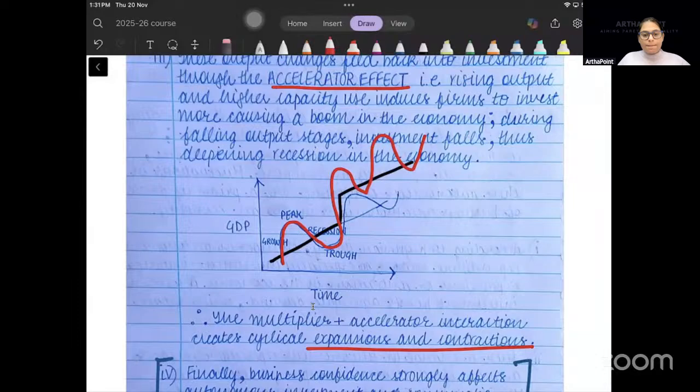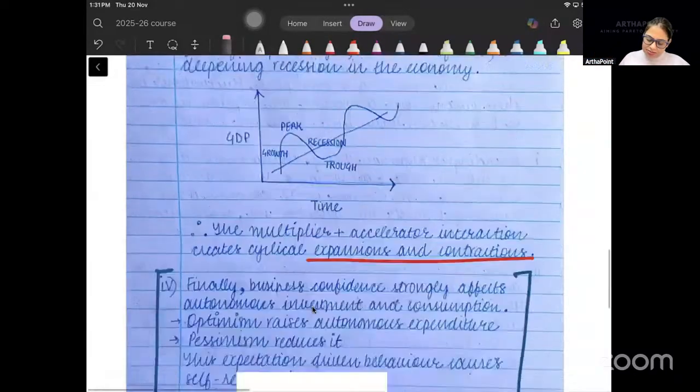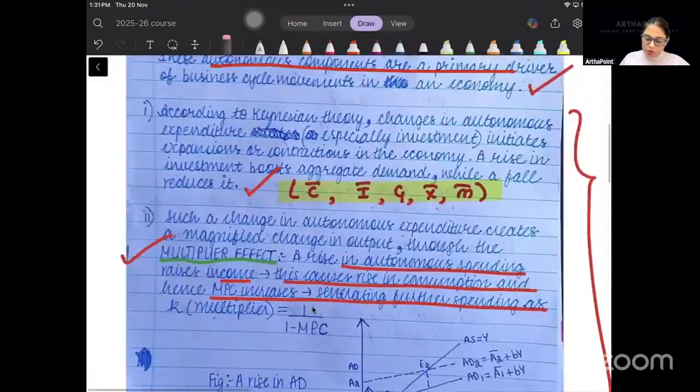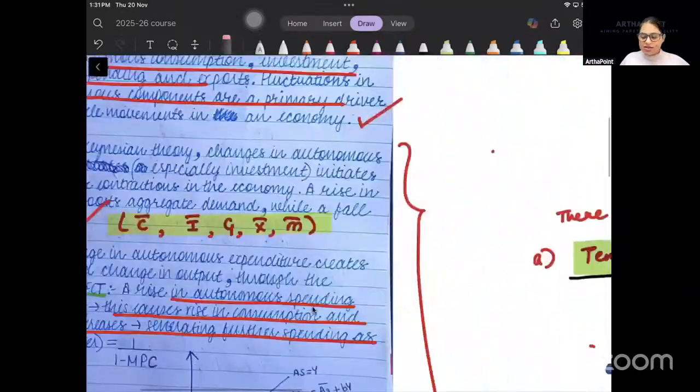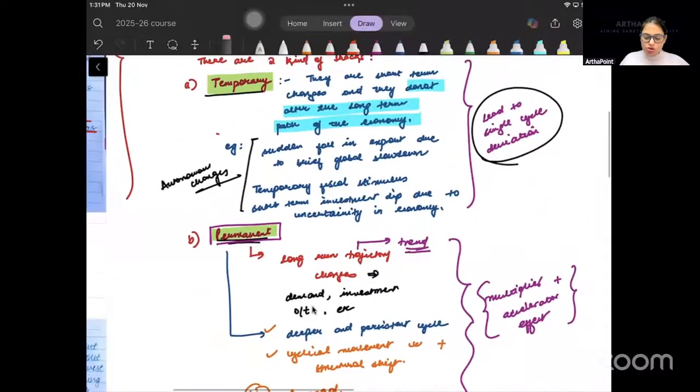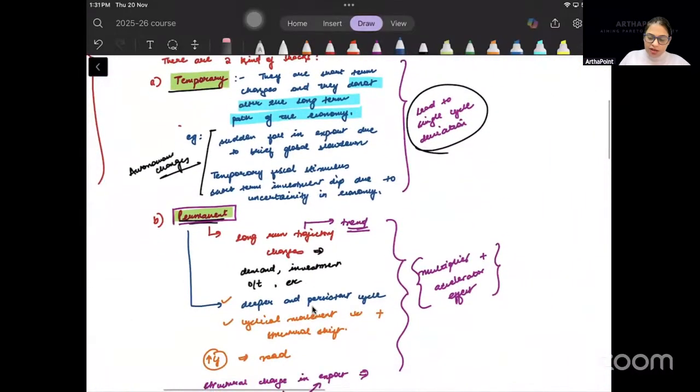So I was expecting a bit on this aspect. So you have to explain both temporary and permanent shock. So yes, the answer seems fine, but I hope that you understand that we need to distinguish and show these two things. In both of them, you will talk about autonomous expenditure, and how it links to your business cycle and trajectory of business cycle. Okay. Any doubt in this? Anything which is not clear?